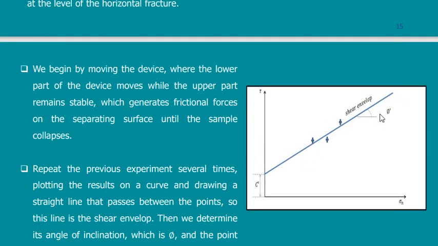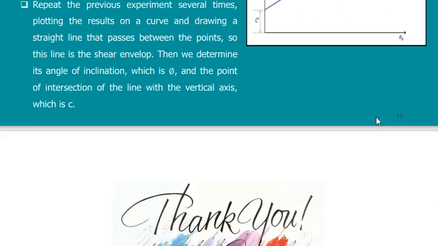As I said, we have seen this before, I get the points, which are the 3 points. I get the best fitting for the line that can pass through these 3 points with the minimum error, and then I can measure the intercept and it will be equal to C, and I can measure the inclination and it will be equal to phi.